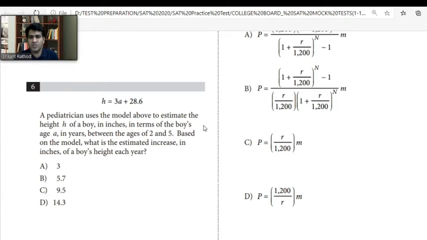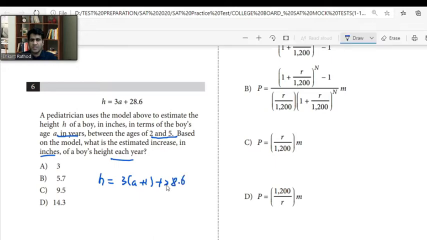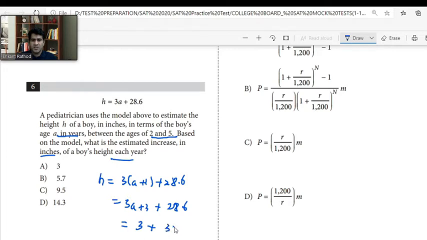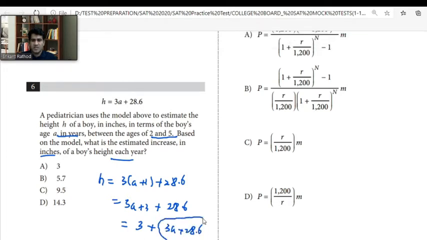h is equal to 3a plus 28.6. A pediatrician uses the model above to estimate the height h of a boy in inches in terms of the boy's age a in years, between 2 and 5 years. Based on the model, what is the estimated increase in inches of the boy's height each year? Currently the boy's age is a years, so next year is going to be a plus 1. So you can write it as 3 times (a plus 1) plus 28.6. I'm just increasing his age by 1 year. That simplifies to 3a plus 3 plus 28.6. Further, if you write it as 3a plus 28.6 plus 3, 3a plus 28.6 represents the initial height of the boy as per the equation. This 3 is an extra increase in height after 1 year. So A is the right answer here.